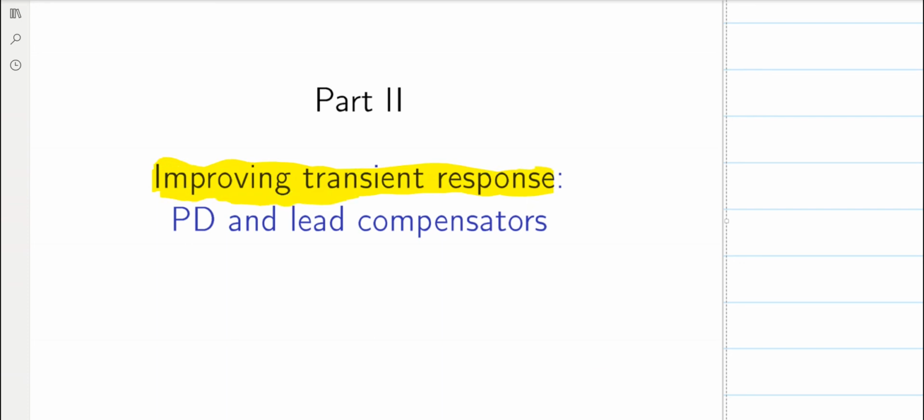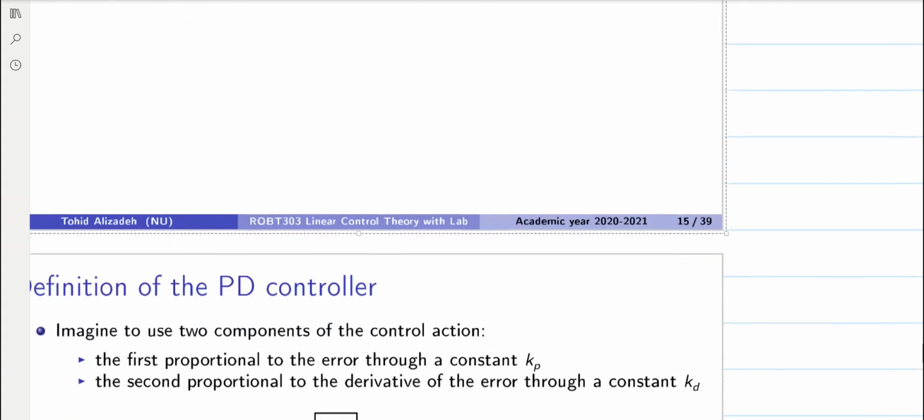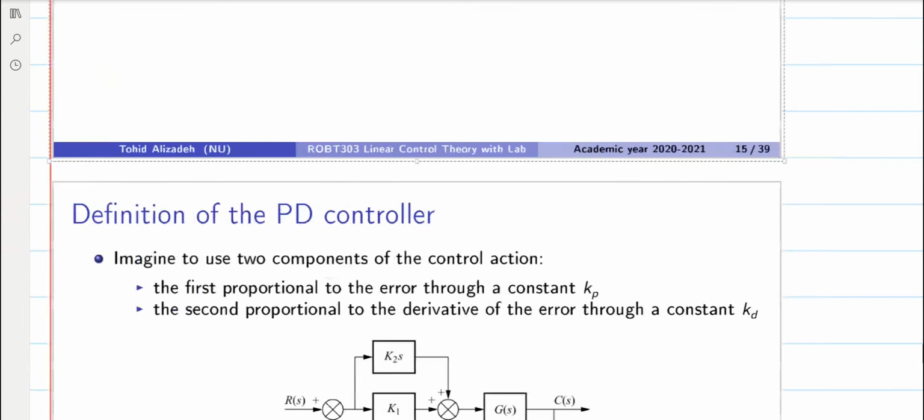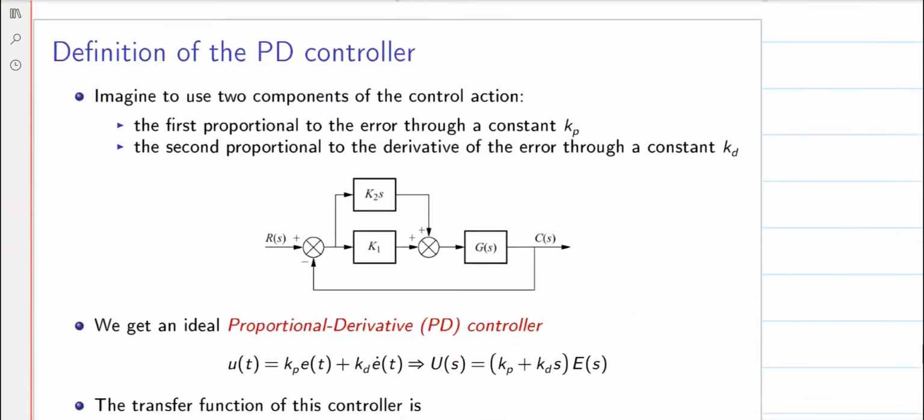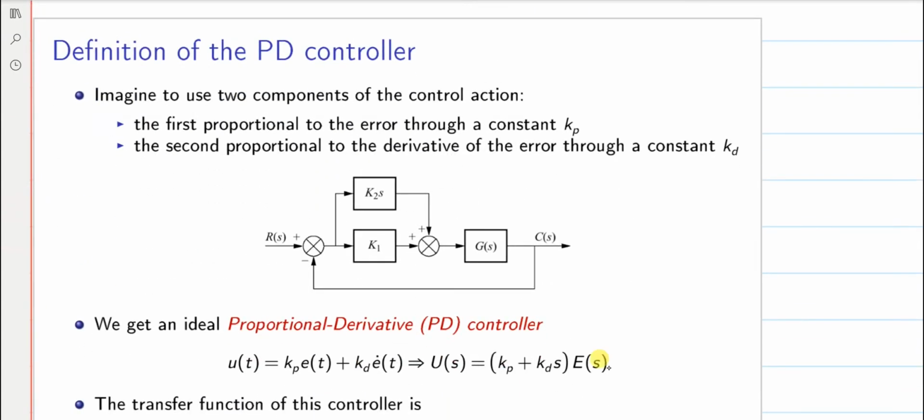If you remember, in the previous videos we were using the PI and lag compensators in order to improve the steady state behavior of the system. So let's see what a PD controller is. It's composed of two parts, a proportional part and a derivative part.